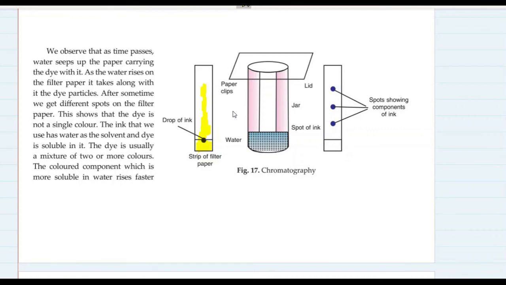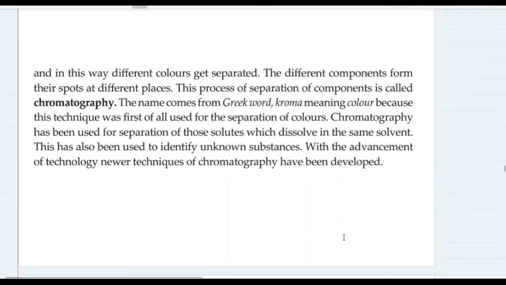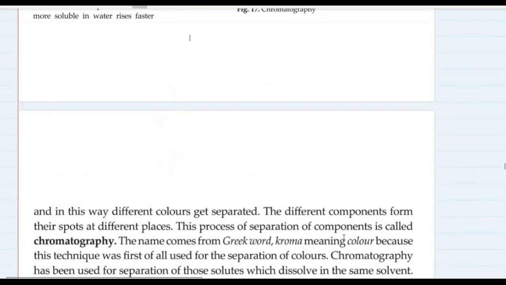This shows that dye is not a single color. The ink that we use has water as the solvent, and dye is soluble in it. The dye is usually a mixture of two or more colors. The colored component, which is more soluble in water, rises faster, and in this way different colors get separated. The different components form their spots at different places. This process of separation of components is known as chromatography.